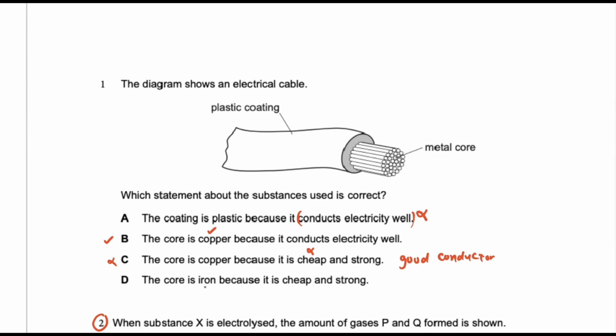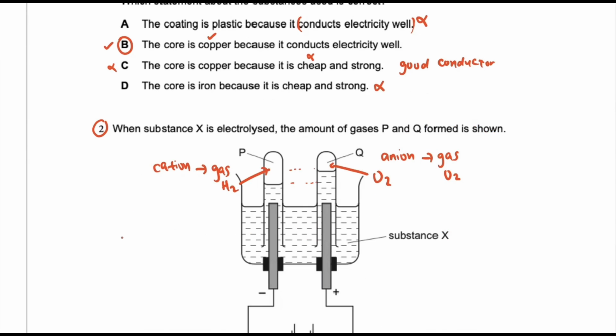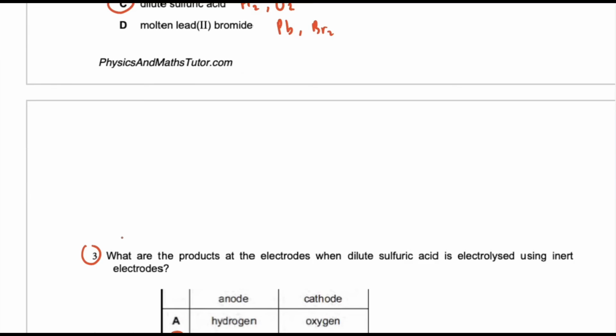D, the core is iron because it is cheap and strong. Not true also. For electrical cable, we use copper. So we don't use iron. So no. Okay, so B. So the answer is B. Now let's find another question which is relevant to what we learned just now.